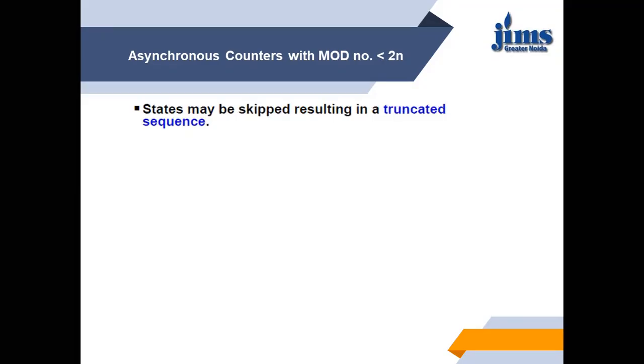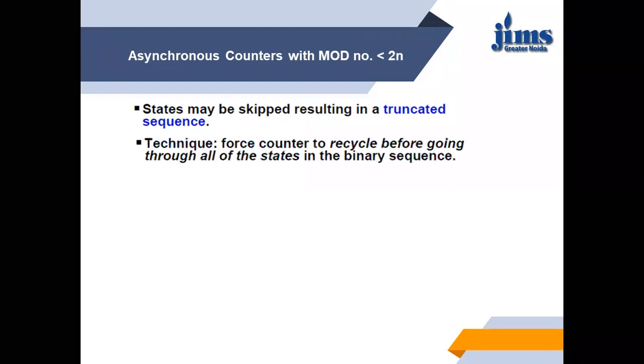States may be skipped, resulting in a truncated sequence, meaning we are truncating our sequence. The technique used is to force the counter to recycle before going through all the states in the binary sequence. If we can define a logic circuit, whenever we want it to count up to 4, then after 4 it will reset the flip-flops. Whenever state 5 comes, the circuit should reset the flip-flops and the output of the flip-flops should be 0 0 0, like this.